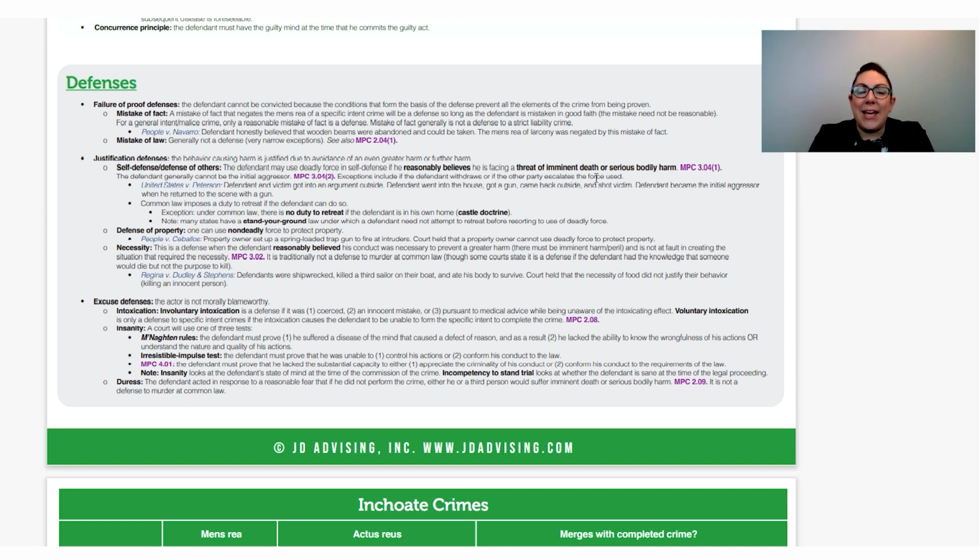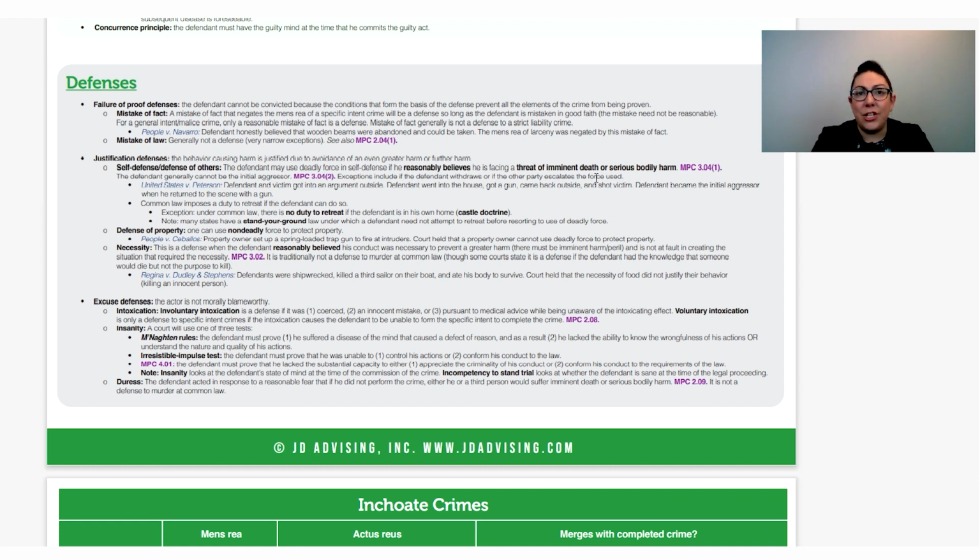Starting with intoxication. When a defendant tries to raise intoxication as a defense, they don't have a very good shot at raising voluntary intoxication. It's going to be very difficult for a defendant to say, I sat back, I drank a bunch of beers, I got really drunk, and then I went out and committed a crime, but I shouldn't be guilty of that crime because I was really drunk. That doesn't work great as a defense.